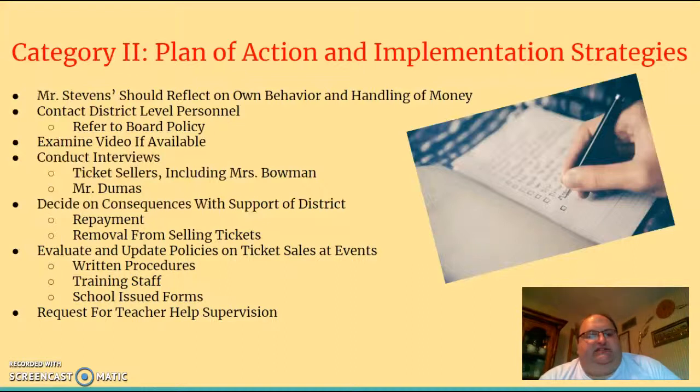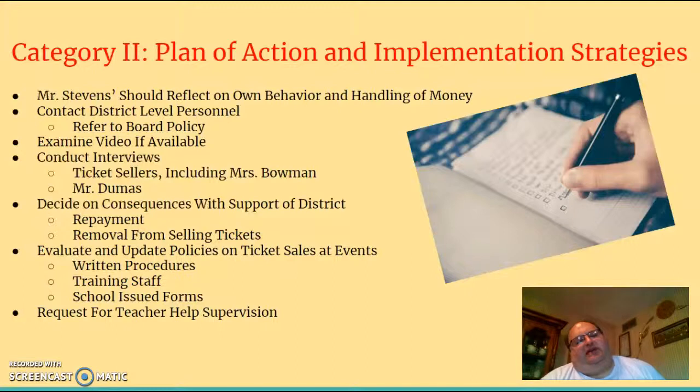He should also conduct interviews with the ticket sellers and Mrs. Bowman. He should also contact Mr. Dumas because he did specifically say he paid with a $50 bill and that $50 bill was not there. So although we may not know who handled that, it would be nice if he for sure knew he paid with that. We should decide on the consequences with the support of the district, whether that might be repayment if Mrs. Bowman is found guilty, or removal from selling tickets in the future.